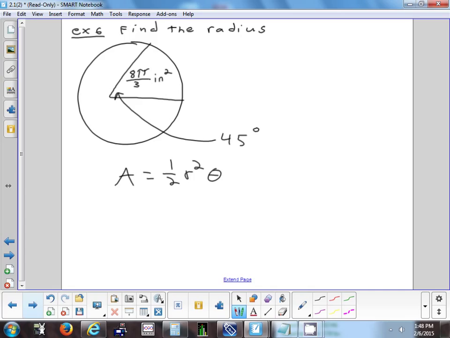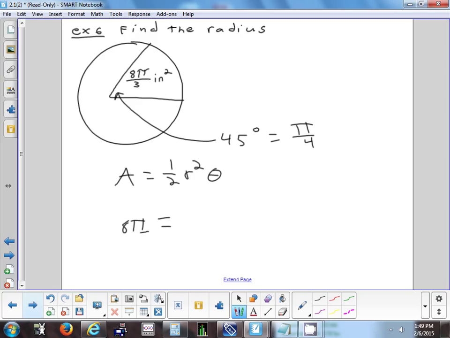Something I want to do before I even start this problem. What's the first thing I should do? I'm going to change degrees to radians. Okay, if you do it, trust me, that's what you'll get. Multiply by pi, divide by 180. I'm going to get pi over 4. What's this 8 pi over 3? Yeah, I know it's the area because look at the label. It's square inches. Anything with units of square or 2, it's got to be an area.